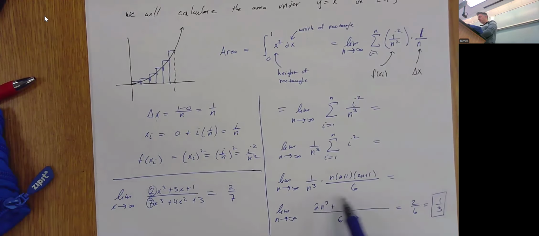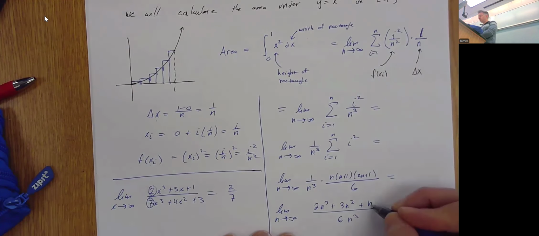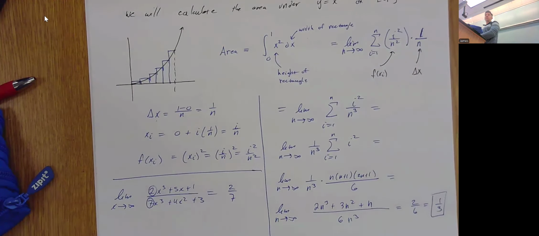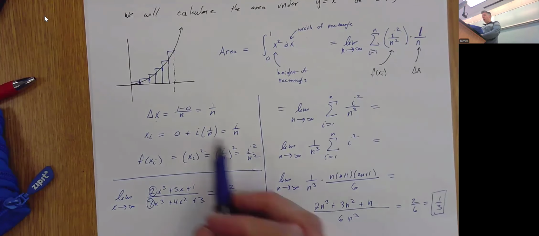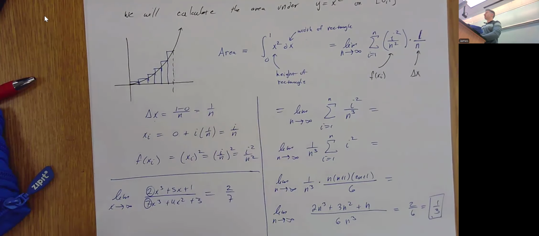Now, I will point out that if you multiply this out, let's see, 2n plus n is 3n, so 3n squared, and n times 1 is n. But those lower power terms don't matter at all. So this value, this 1/3, is actually legitimately the area under this curve between 0 and 1. Not an approximation, an exact value. Kind of neat.